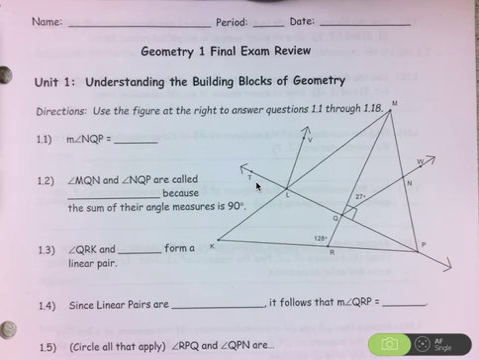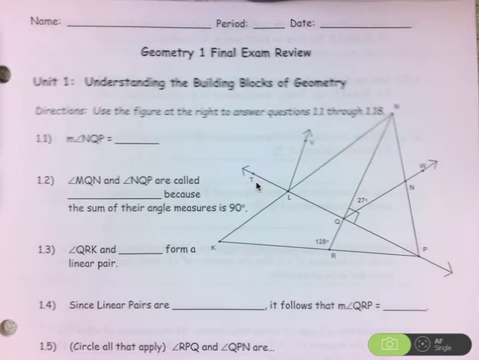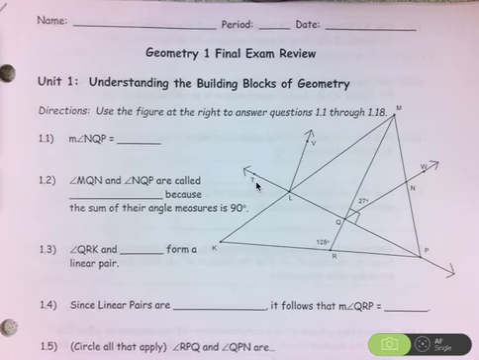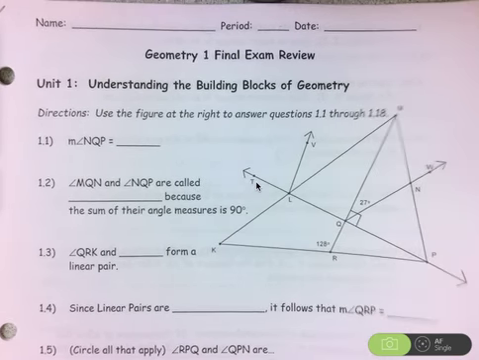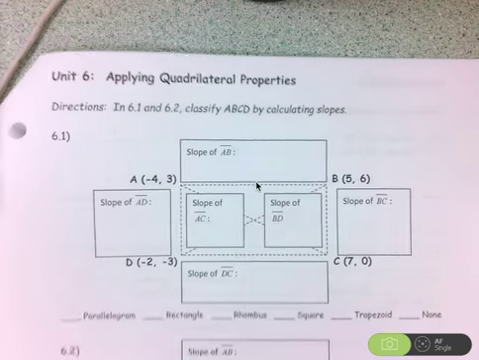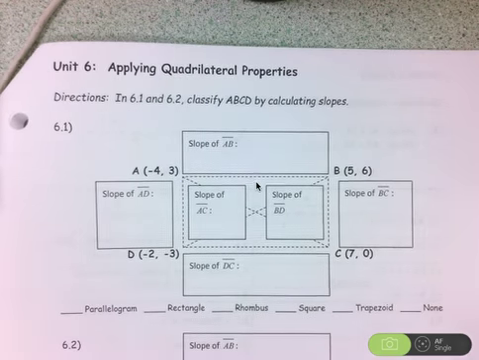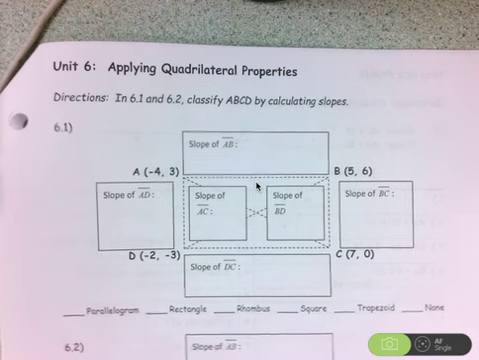So 1, 2, 3, 4, 5. Turn to the 5th page. Take a moment, turn to the 5th page. At the top, it should say Unit 6, Applying Quadrilateral Properties.